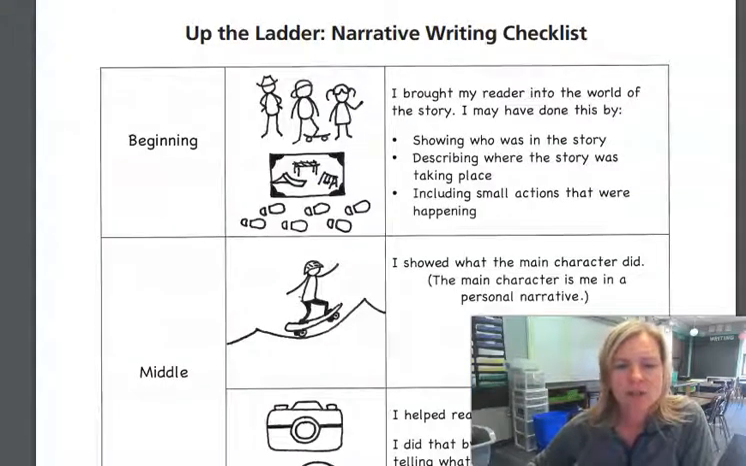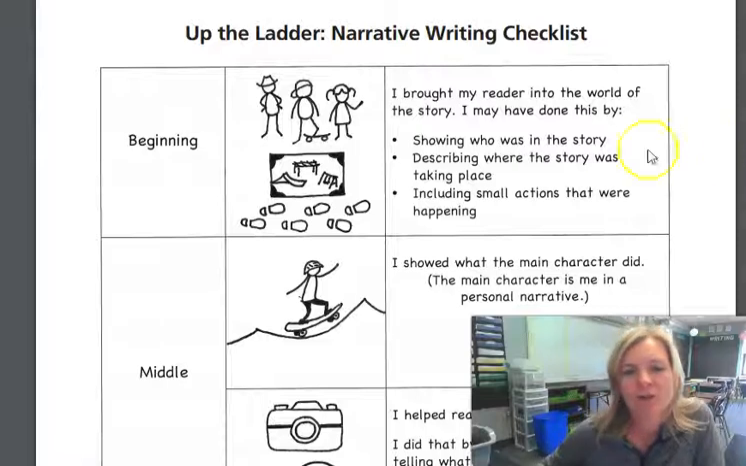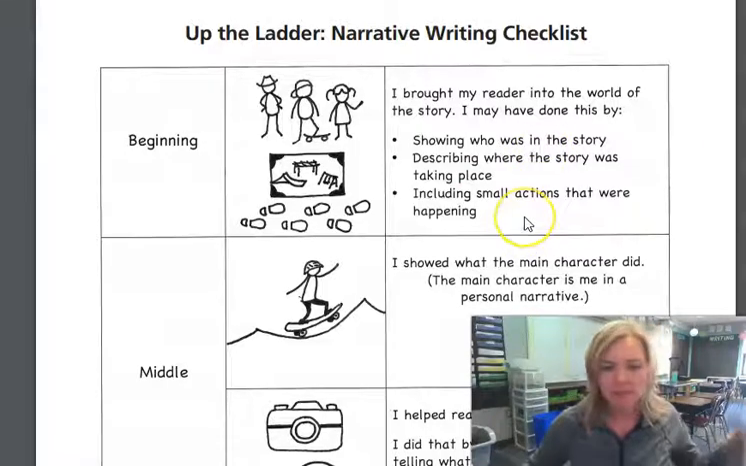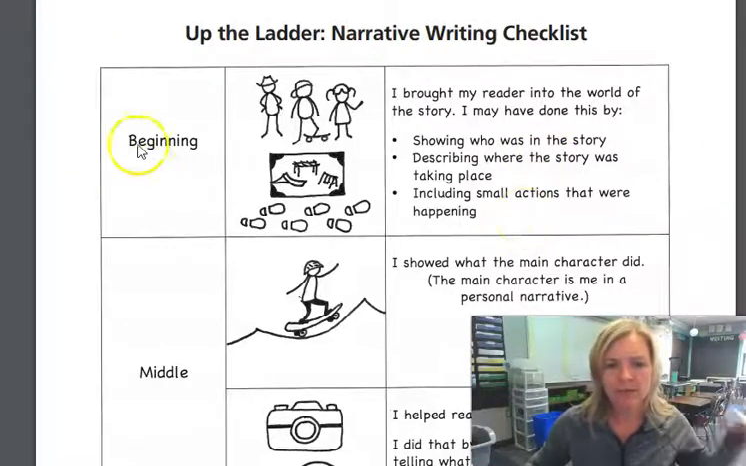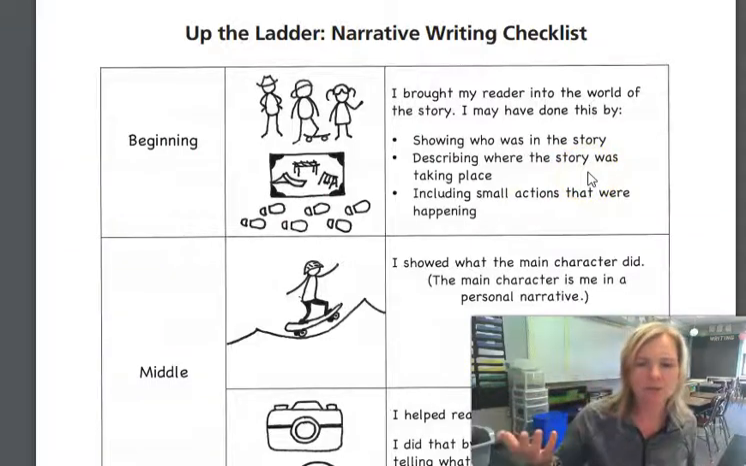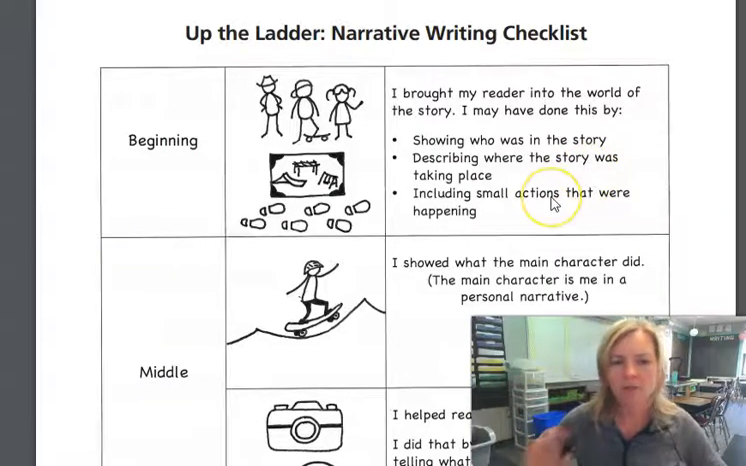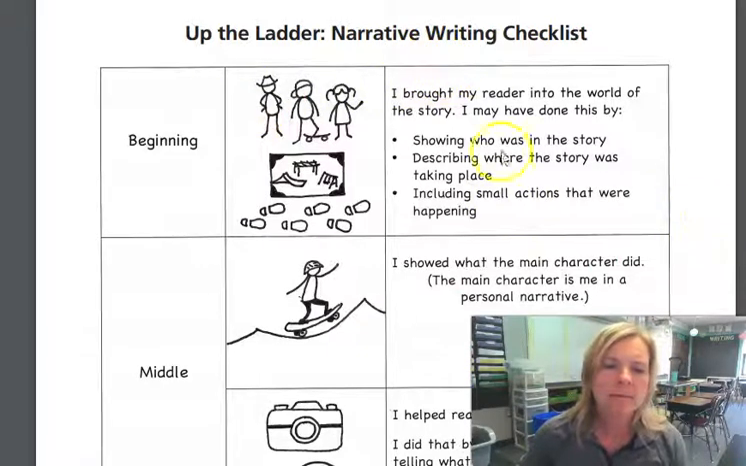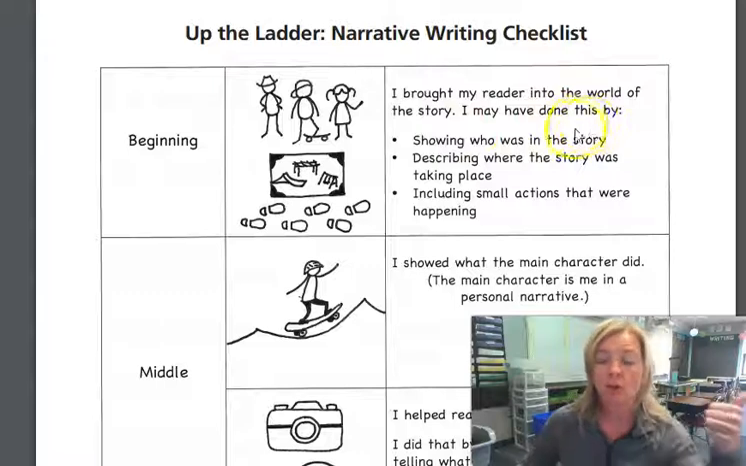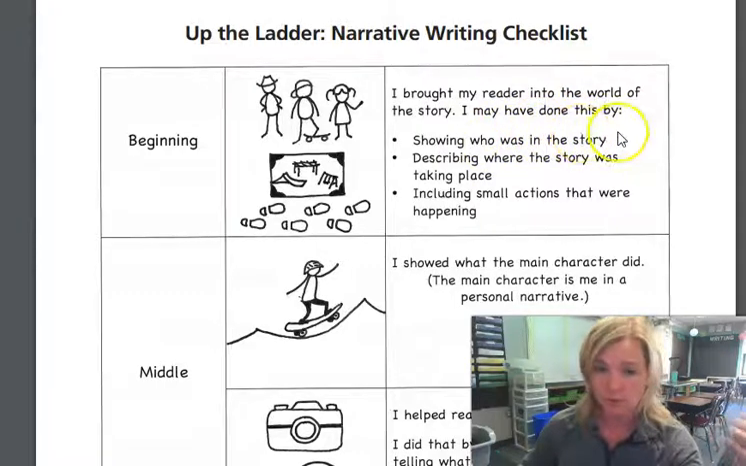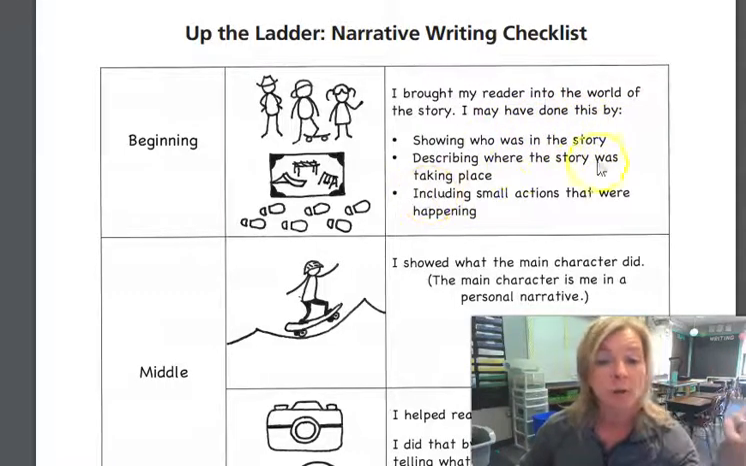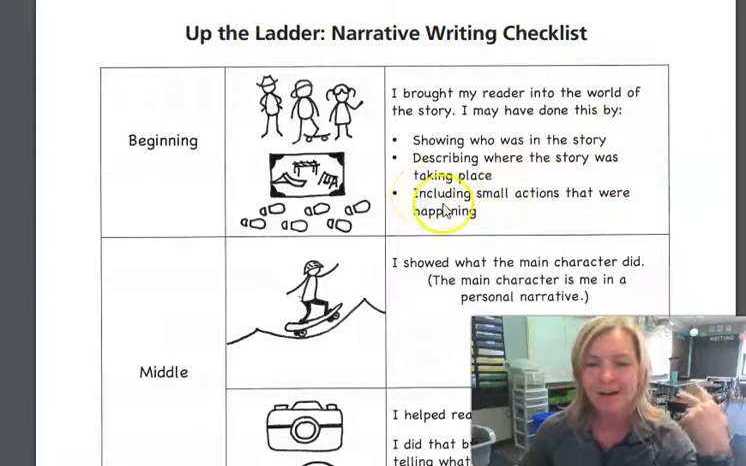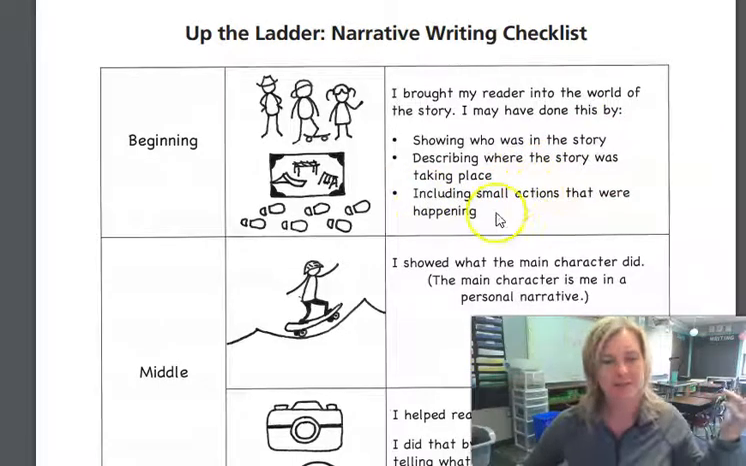So then you need to bring your reader into the world of your story. We included this in your packet today, and this is a great reminder of what goes in a good story, beginning, middle, and end, and how to write those 3 parts of your story. We're working on the beginning today. So I brought my reader into the world of the story. I may have done this by showing who was in the story. That's important, all the characters. Describe where the story is taking place, and then include those small actions that were happening.